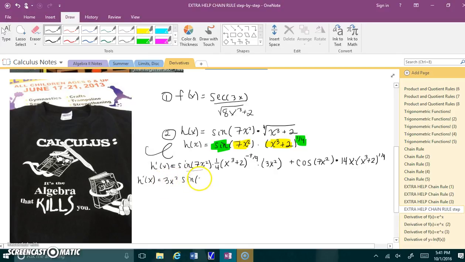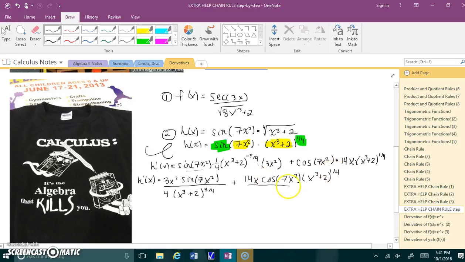Then I have sine of 7x squared. That 1/4, let's just put the 4 in the denominator, and then I have x cubed plus 2 to the 3/4, because I want to make it positive, since I'm on my way to getting common denominators. I'm going to bring my 14x out front before I lose it. I have cosine of 7x squared. And what do I have left? x cubed plus 2 to the 1/4 power.